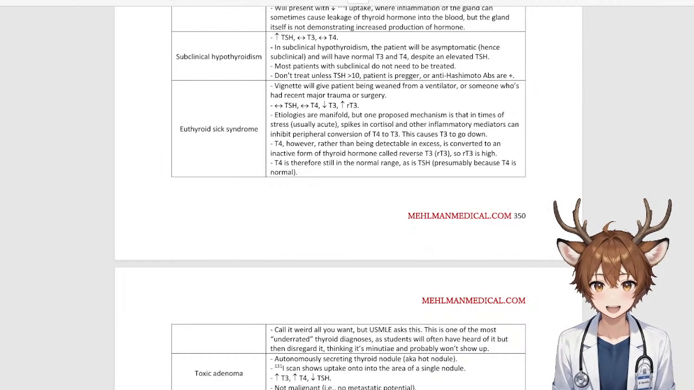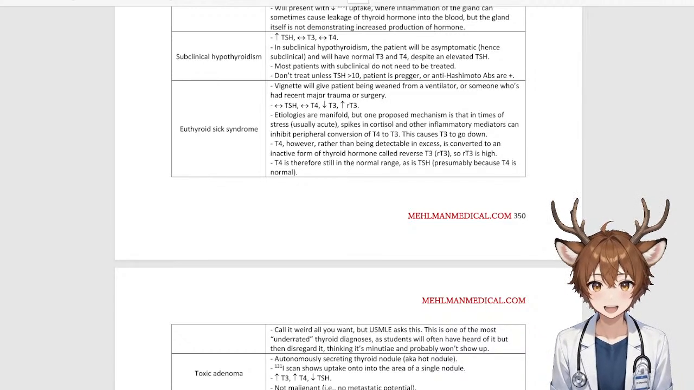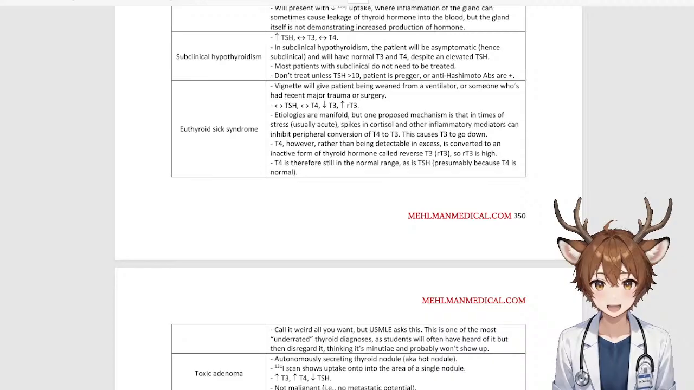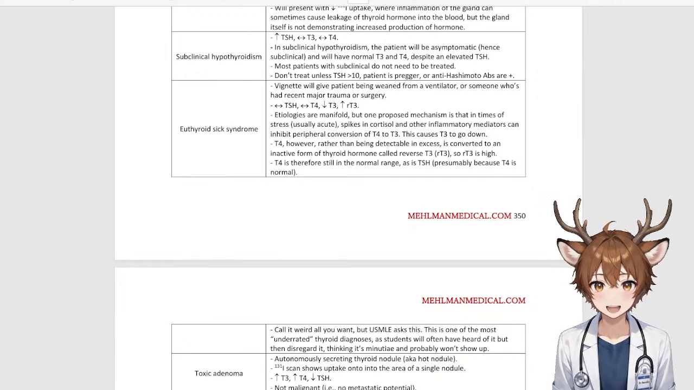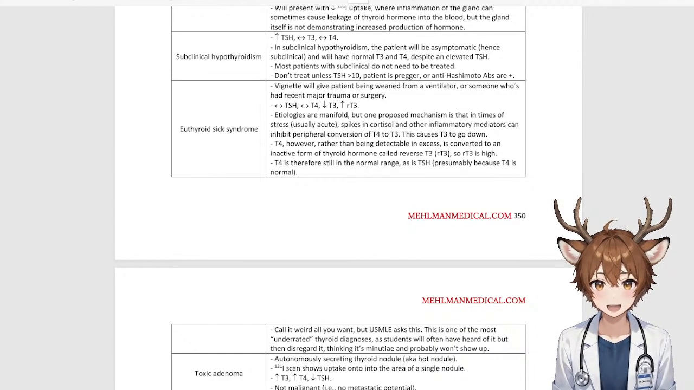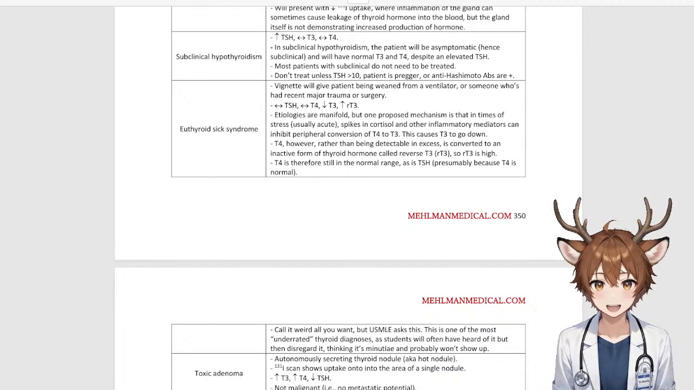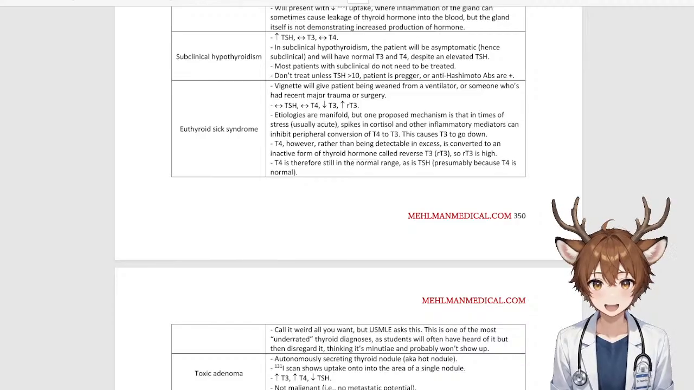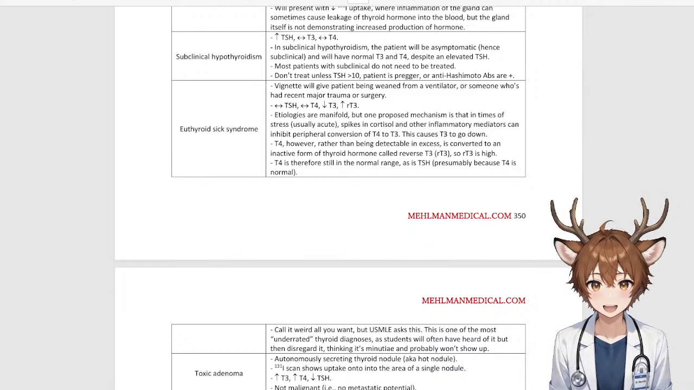Etiologies are manifold, but one proposed mechanism is that in times of stress, usually acute, spikes in cortisol and other inflammatory mediators can inhibit peripheral conversion of T4 to T3. This causes T3 to go down. However, rather than being detectable in excess, T4 is converted to an inactive form of hormone called reverse T3, or RT3. So RT3 is high. T4 is therefore still in the normal range, as is TSH, presumably because T4 is normal. Call it weird all you want, but USMLE asks this. This is one of the most underrated thyroid diagnoses.